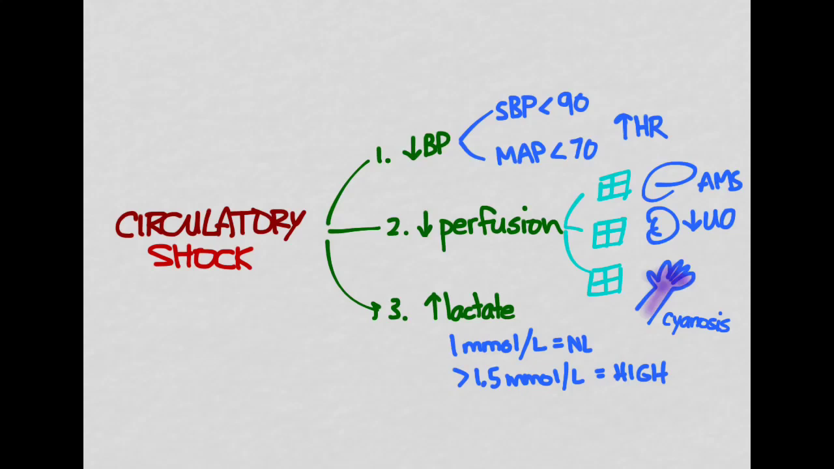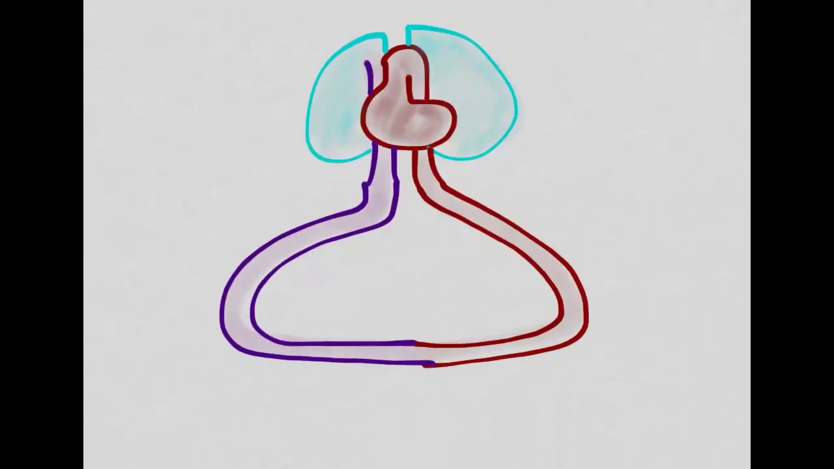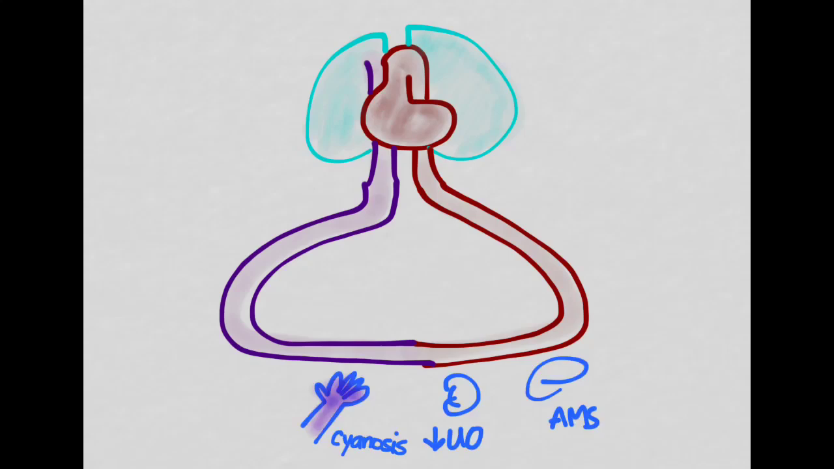So let's depict this pictorially, as you know I like to do. Here we have a schematic. This is the heart. This is the arterial system, and this is the venous system going back into the vena cava, and these are the lungs. And then here again are our windows: the brain, which reflects decreased perfusion by altered mental status, the kidney by decreased urine output, and the skin by cyanosis.